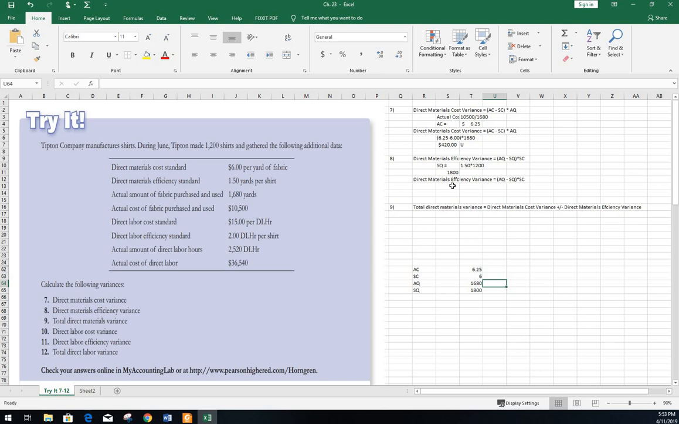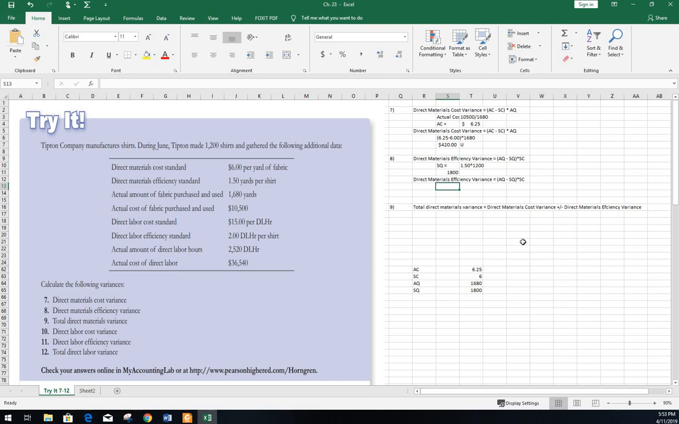So now AQ is 1680. Oh, I forgot to mention, just like we did a check here, $6.25 versus $6, 1680 is very close to 1,800. So that is a good indication that we're on the right track. And all we have to do is take the difference between these numbers and then multiply that times the standard cost. So let's go ahead and do that.